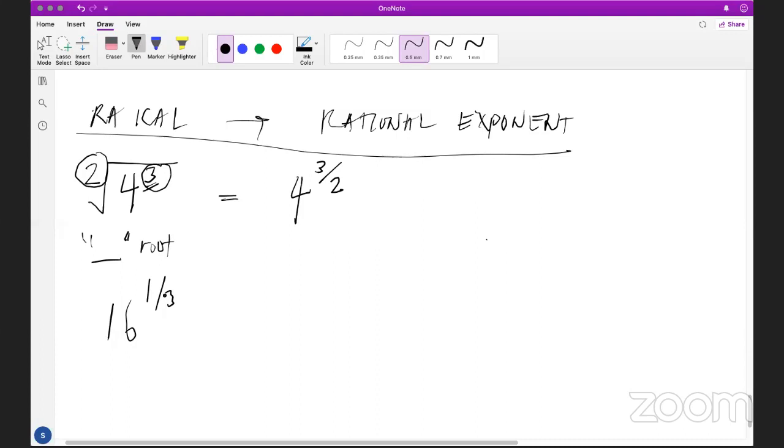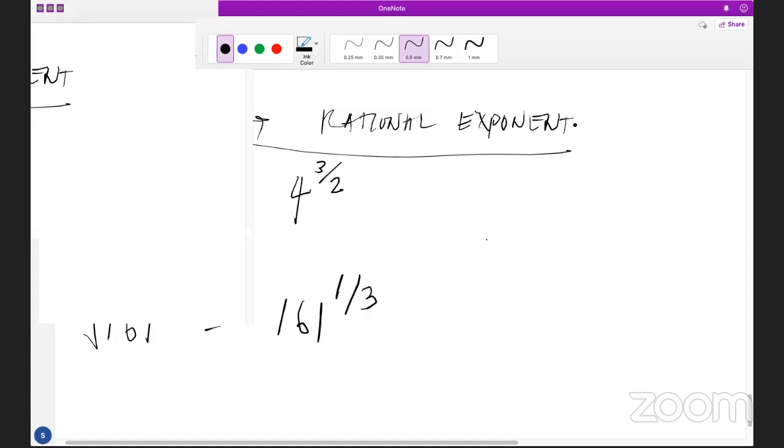What is 16 raised to 1/3? This is equal to... balik. Okay, how about if what's being asked is the cube root of 161? In rational exponent form, this is 161 raised to 1 over 3. Okay? So, that's all there is to it.